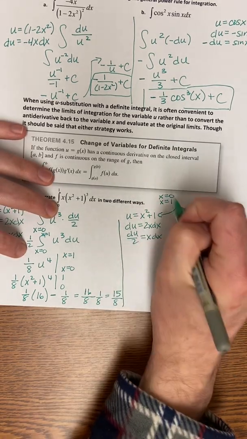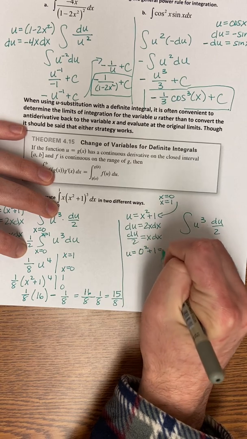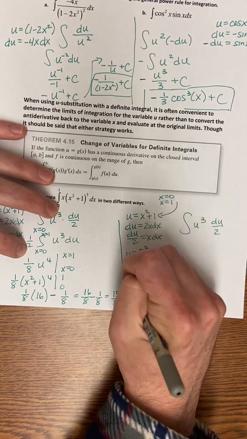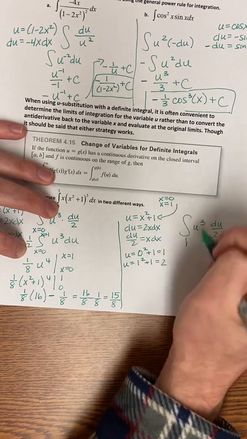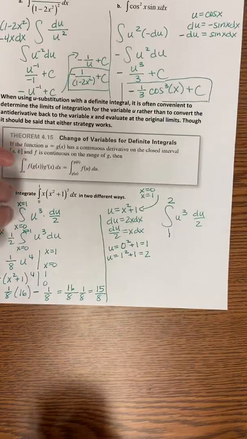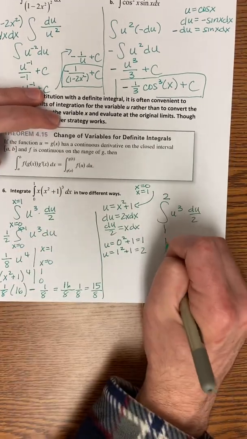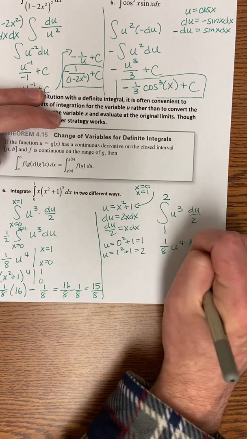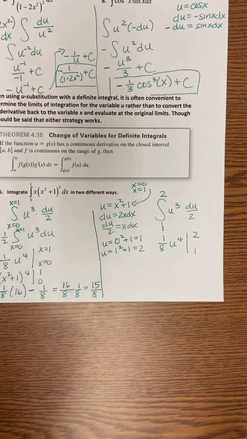So that means my lower bound of 0 is now u equals 0 squared plus 1, which is 1, and u equals 1 squared plus 1, which is 2, which changes my bounds for u to 1 to 2. That way, when I integrate the same integral, I now have 1/8 u to the 4th. It's now from 1 to 2 because I was allowed to evaluate it in terms of u.